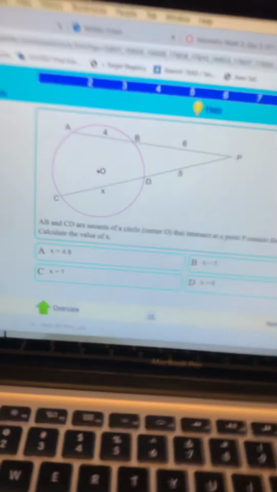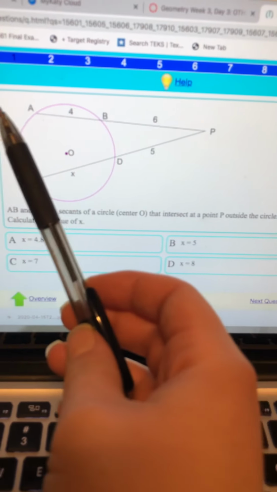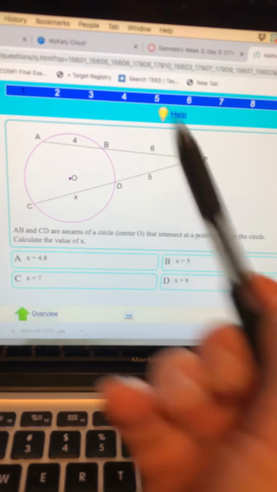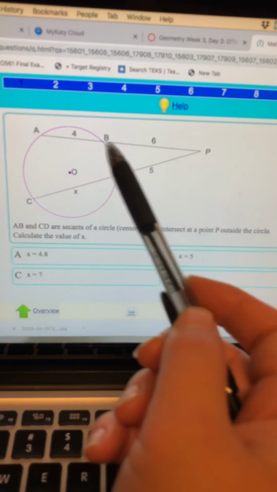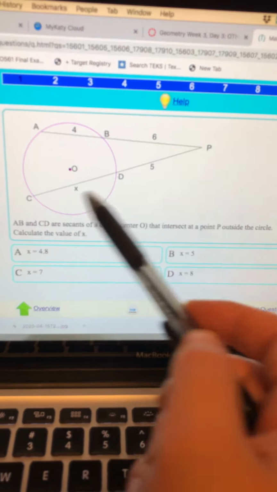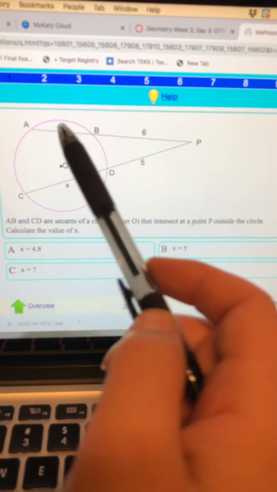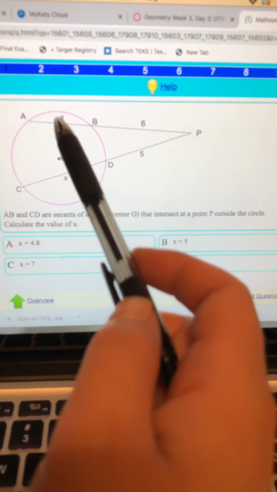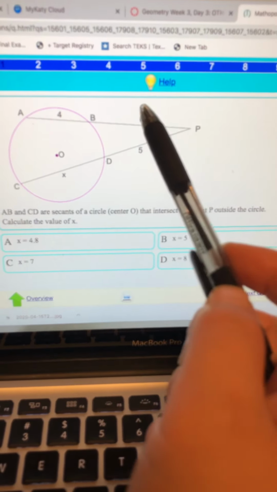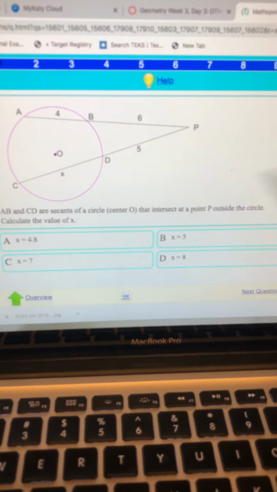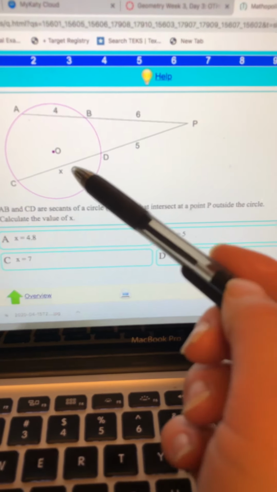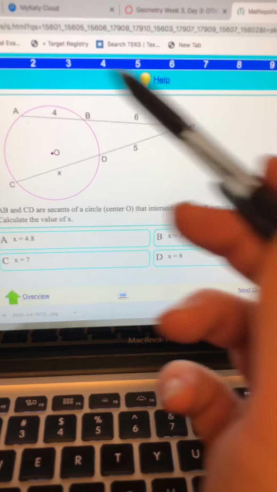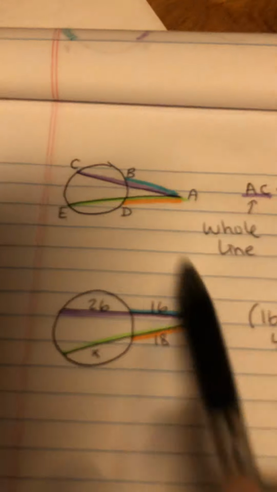So the first one on here, it cuts through twice, so that means I've got my whole line times a part equals my whole line times a part. Here, you want your whole line. Well, what's 6 plus 4? It's 10. So 10 times the outside 6 equals the whole line here, 5 plus x, times the outside, 5. So you'll have to distribute. But if you follow the example, it follows this top one.